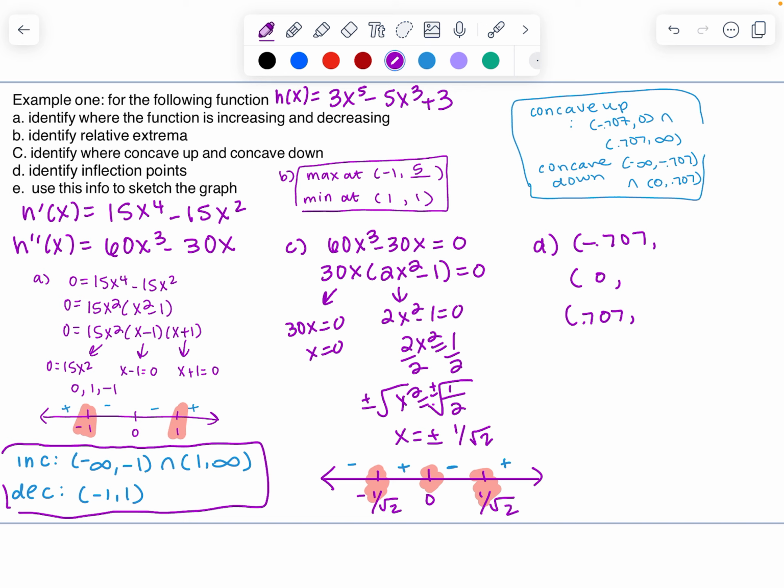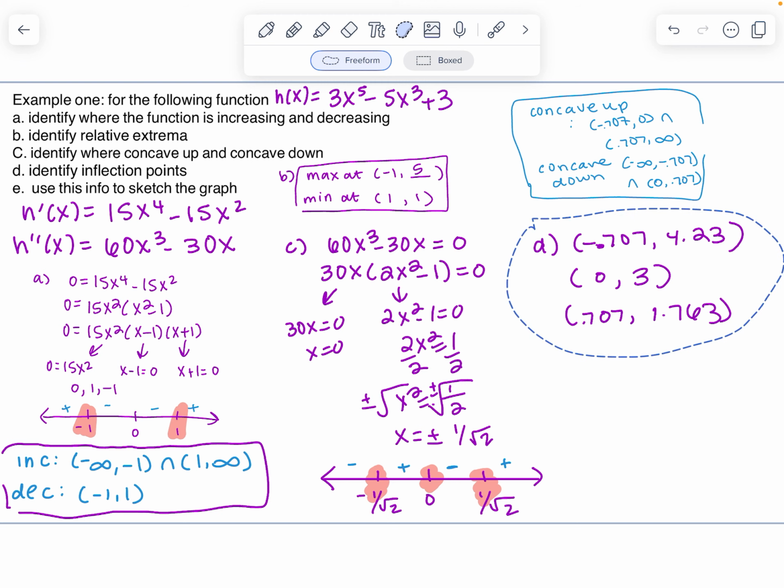And so I'm going to do that real quick, but I already did it earlier, so I'm just going to tell you what they are. 3, 4.23, and 1.763. But just for the sake of time, I just plugged these numbers back into the original function because the second derivative tells me again where it's going to happen, but not exactly where it's going to happen, and that's why I need the original function to tell me that. And that was the last piece of information I need.